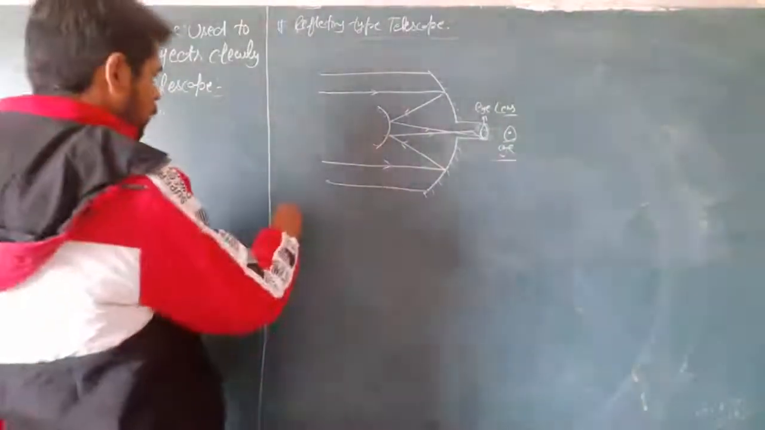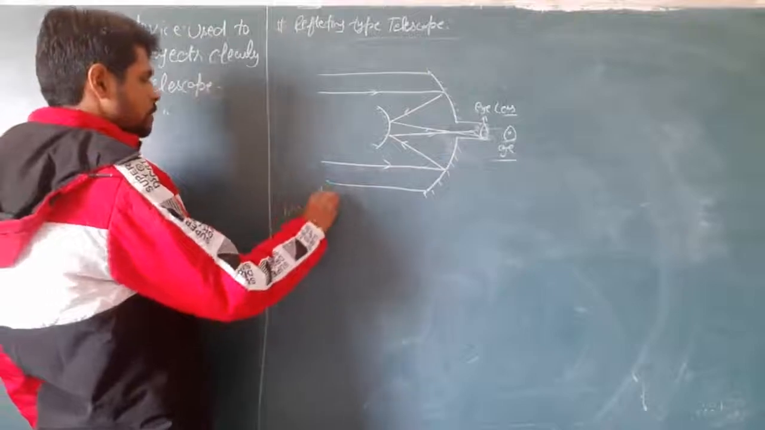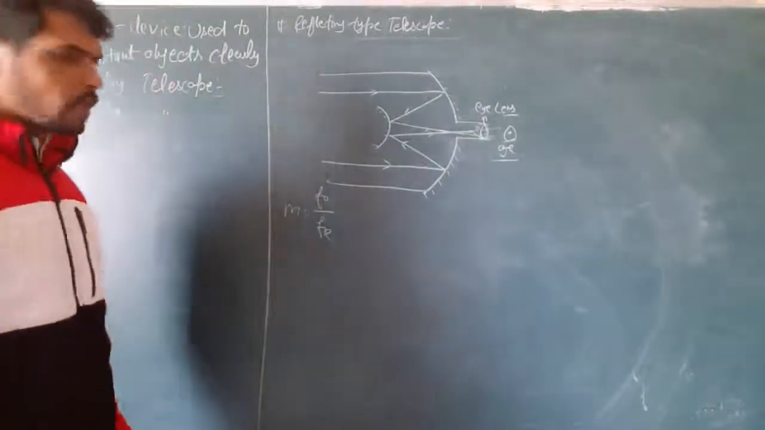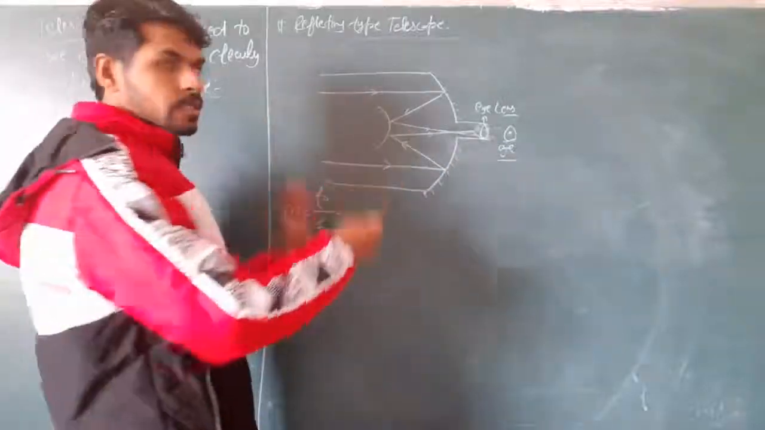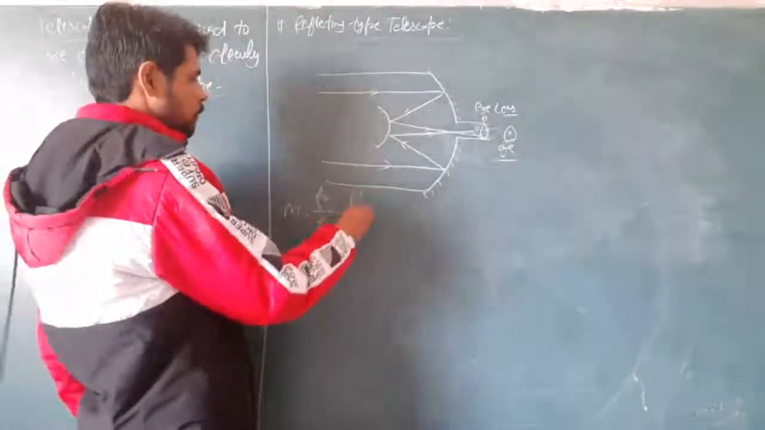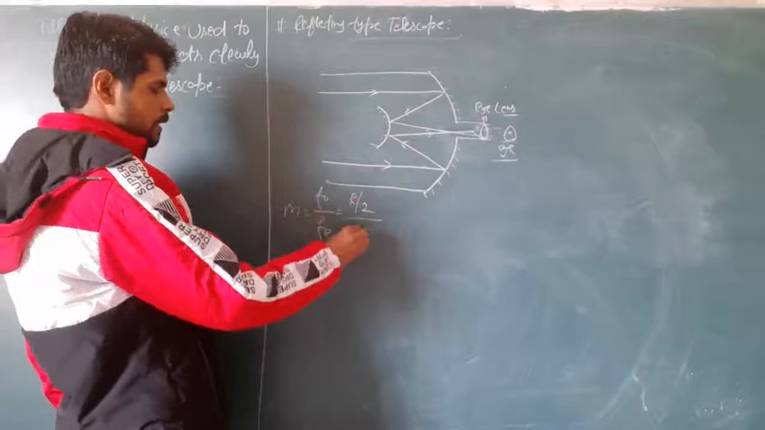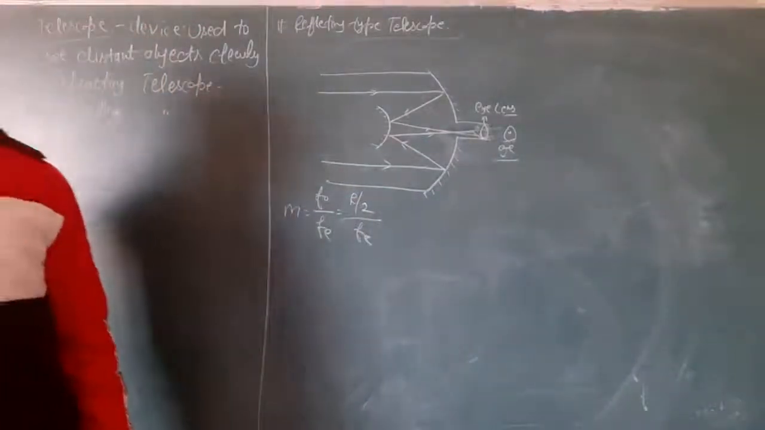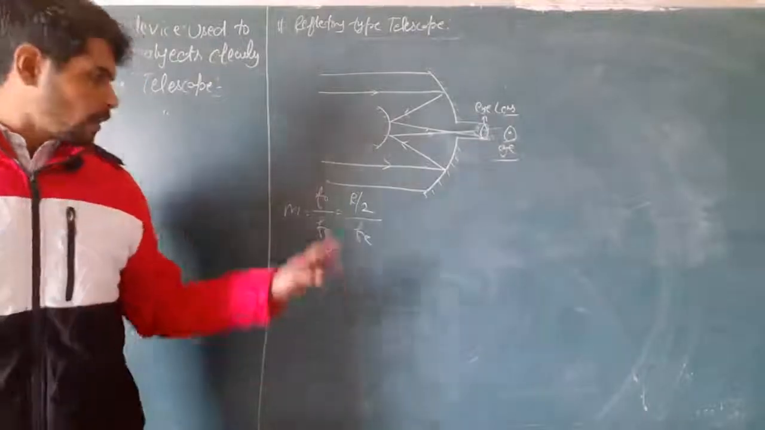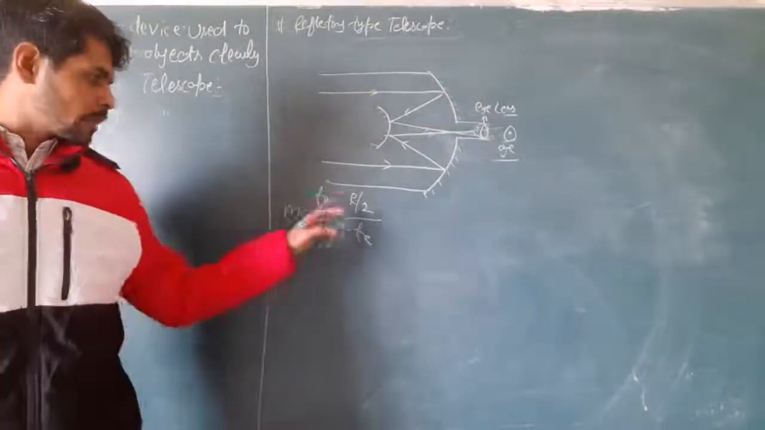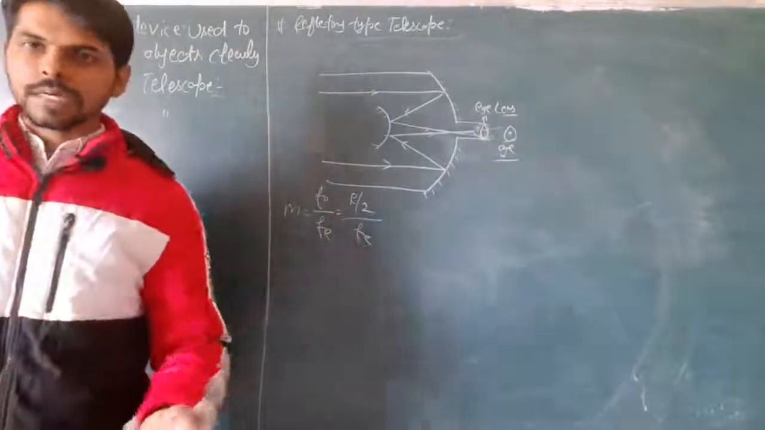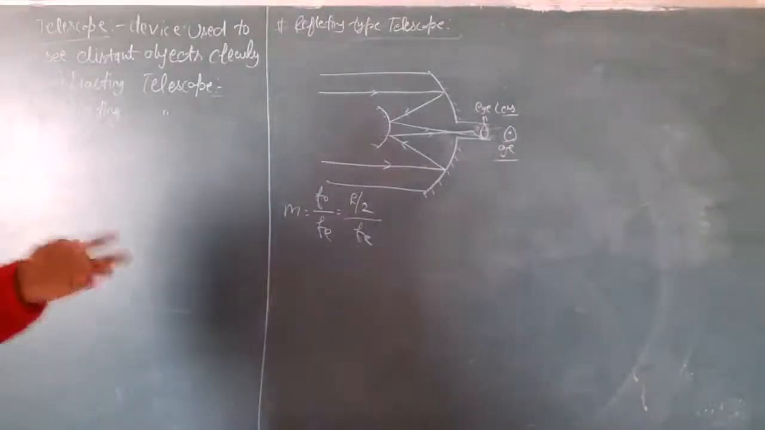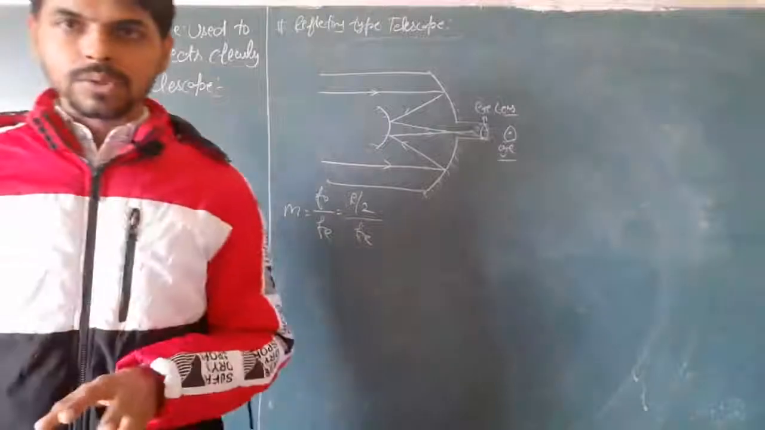So magnifying power of this, जो हमने पीछे निकाला अभी, when finally image is formed at infinity वाले केस में f0 by fe, but the objective here is a mirror. So for a mirror, focal length is half of the radius of curvature. So radius of curvature by 2, fe as it is, because that is a lens. So this is the magnifying power of the Cassegrainian or reflecting type telescope.